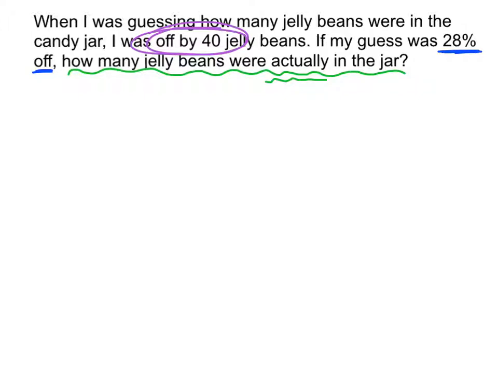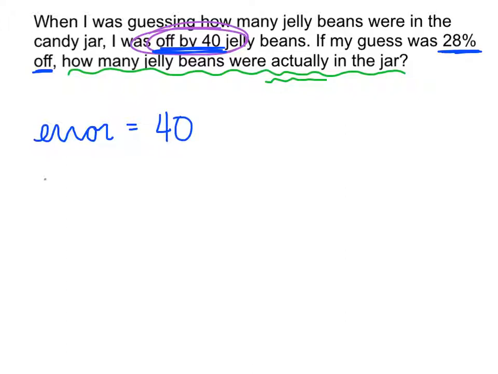So, set it up just like always. Error. What was our error? Remember, typically we do the absolute value of our estimate minus exact. So it's a positive number. It's how far away we were from the right answer. And that's what this is. Off by 40 is our error. So error is 40.